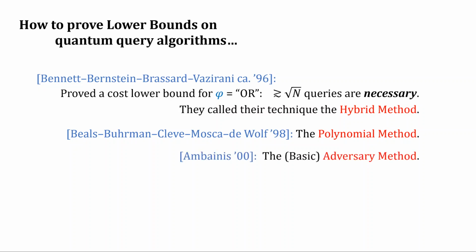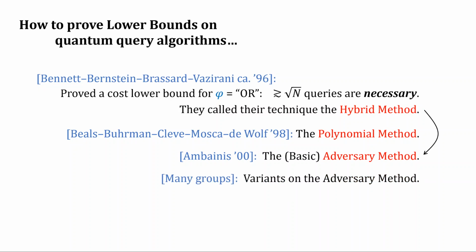Subsequent to that, Andris and Bennis in 2000 showed another technique quite different from the Polynomial Method called the Adversary Method. And it was actually kind of, in a way, an extension of the hybrid method. So these are kind of linked. Maybe the hybrid method could be thought of as a proto-adversary method.